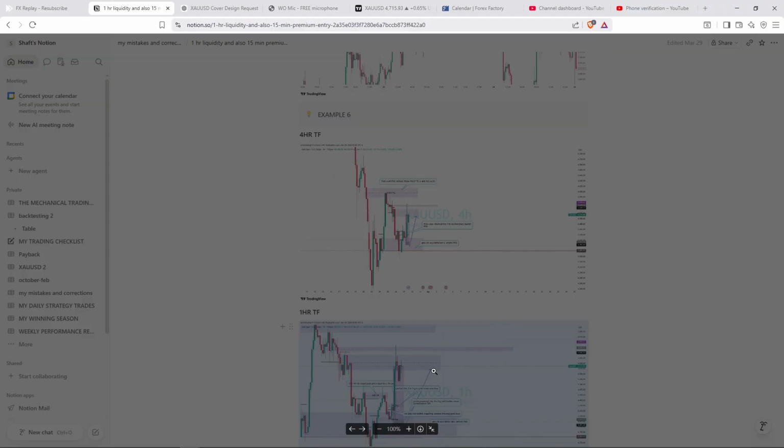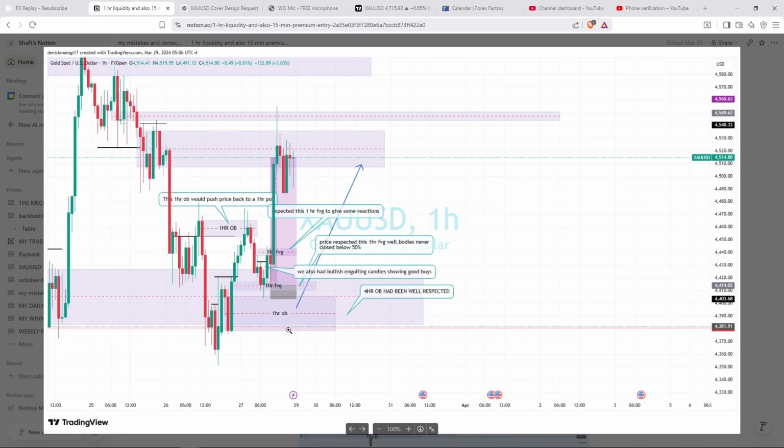So we go to the 1-hour time frame. On the 1-hour time frame, what did we have? Price printed out two bullish candles, and you can see this second candle had some magnitude on it. Okay, but then we had a 1-hour fair value gap, and what did we expect? We expected this 1-hour fair value gap to give some reactions to where? To the discount 15-minute point of interest.